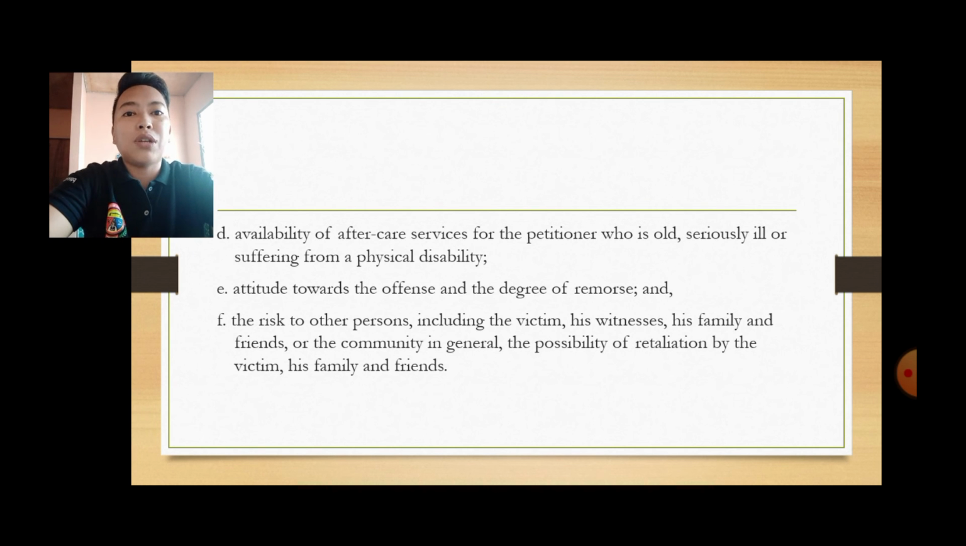Next, letter E, attitude towards the offense and the degree of remorse. So if the petitioner shows regret towards the offense that he or she has committed, maybe the board will grant the conditional pardon or parole. And lastly, the risk to other persons, including the victim, his witnesses, his family and friends, or the community in general, and the possibility of retaliation by the victim, his family, and friends.